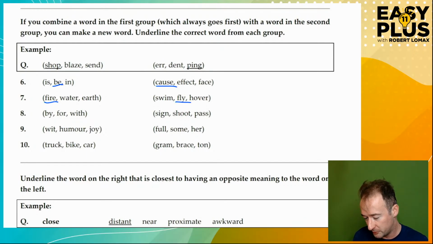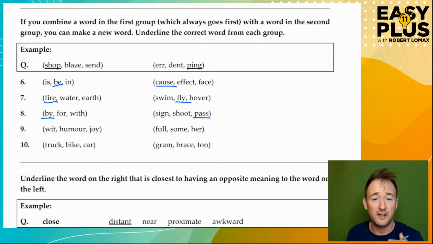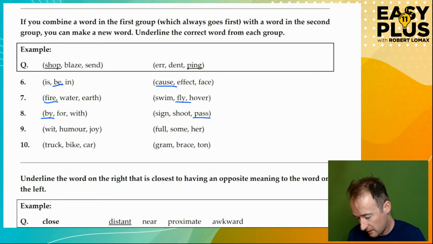Fire hover, water swim, water fly, water hover, earth swim, earth fly, earth hover. None of these are words. By sign. No. By shoot. Bypass. Bypass. Okay? As soon as you find a combination that is definitely a word, then it's okay. You can take it. If you're confident, you don't need to try all the other options afterwards. If you're certain that that's a word, and bypass is. Okay? It's a road that goes around a town rather than ploughing straight through the middle.